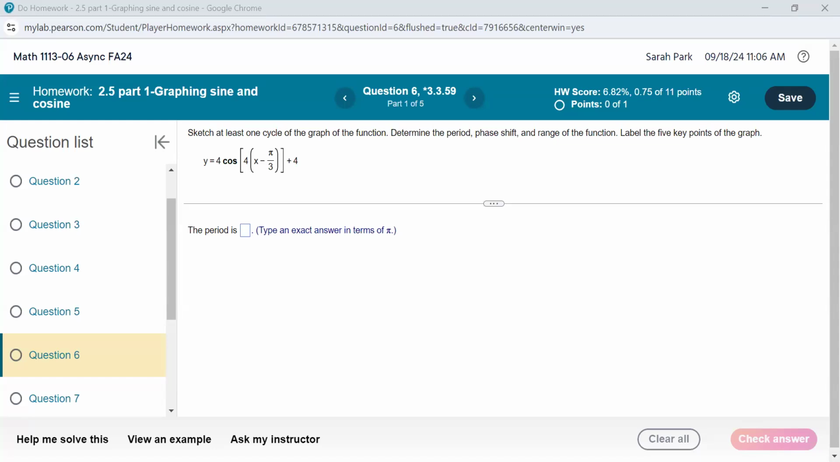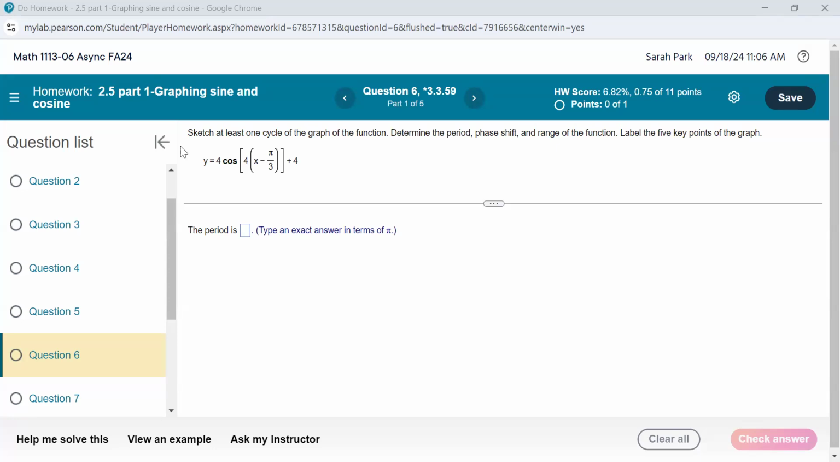And it says it's y equals 4 cosine of 4 parentheses x minus pi over 3, plus 4. Okay, so let's go over each of the different parts.